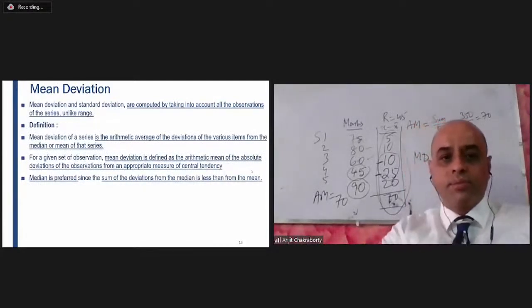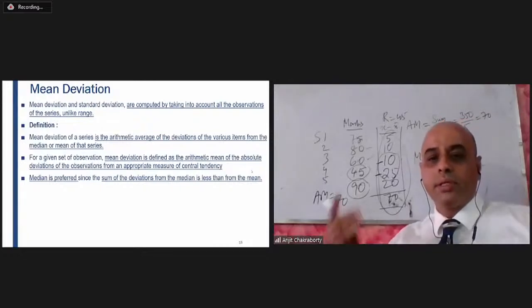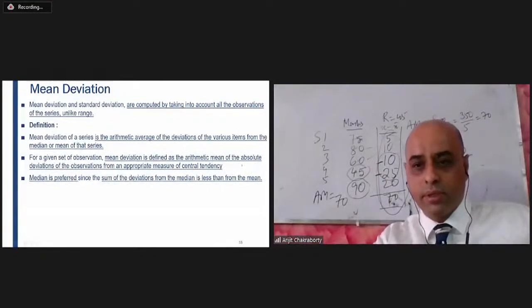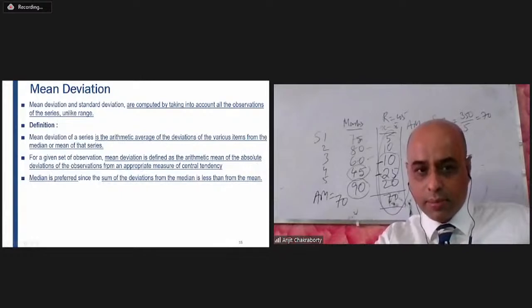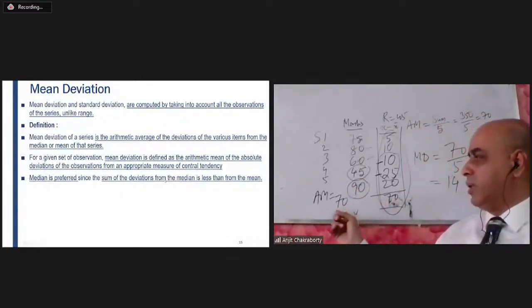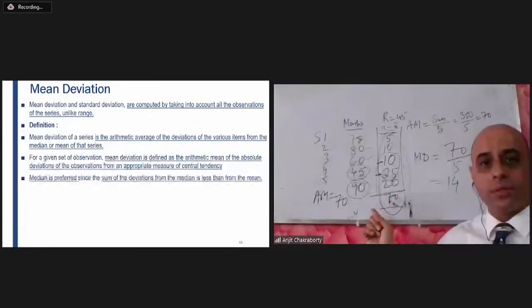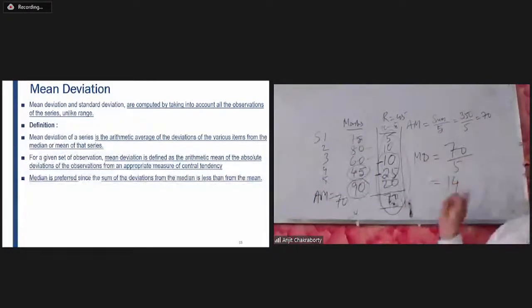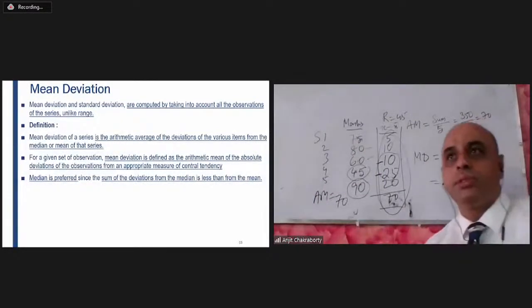Now, for a given set of observations, mean deviation, that means what? It is the arithmetic mean of the absolute deviation. Please see, I'm just putting the cursor on the word absolute. It is the absolute deviation of the observations from the mean. Here we took the mean. Mean is 70. From there we find out the deviations, and then we have added them up. We have got 70 here. Number of observations we have taken is 5. So 70 divided by 5 gives you 14, which is your mean deviation.